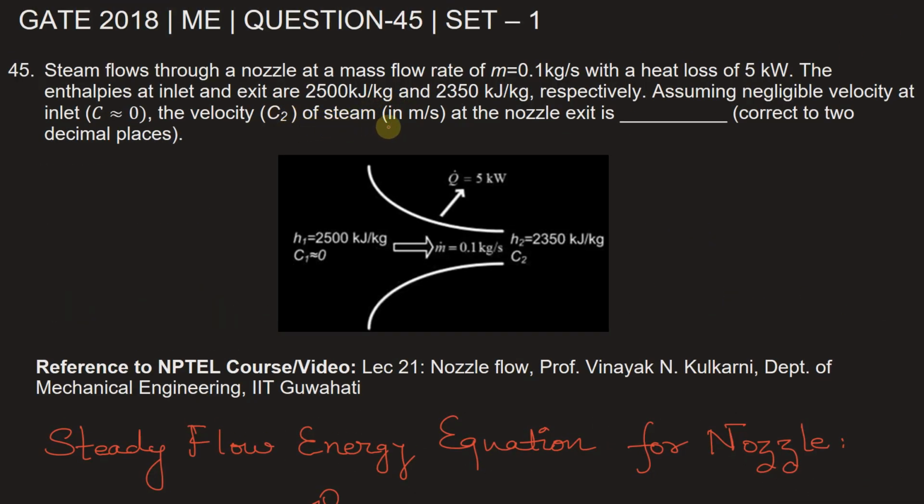Now let's go back to the problem and fill in the blank. So the velocity of steam at the exit of the nozzle will be 447.21 meter per second.